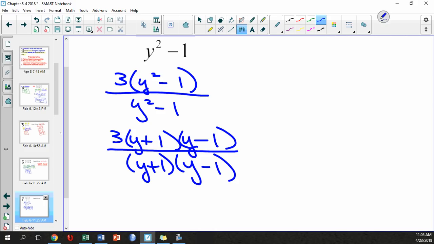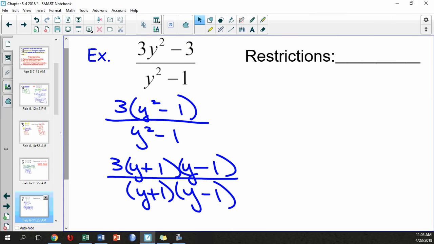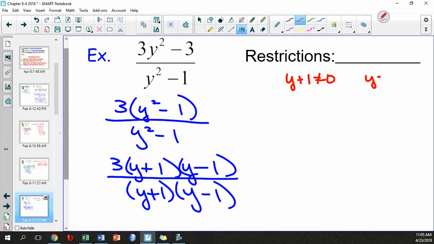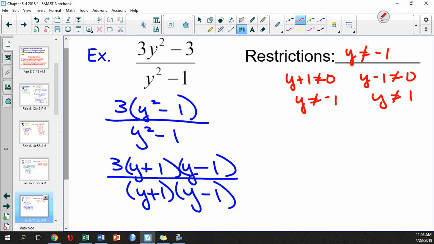Okay, so now we're going to take a moment and we're going to go back and do what? Restrictions. And how do we do restrictions again? So we're going to take the y plus 1 cannot be 0 and y minus 1 cannot be 0. So that means y cannot be negative 1 and y cannot be positive 1. So y is not equal to negative 1 or positive 1. Do we all see those domain restrictions?